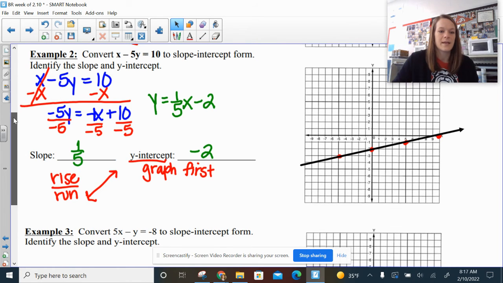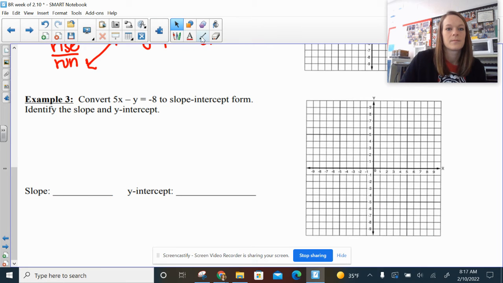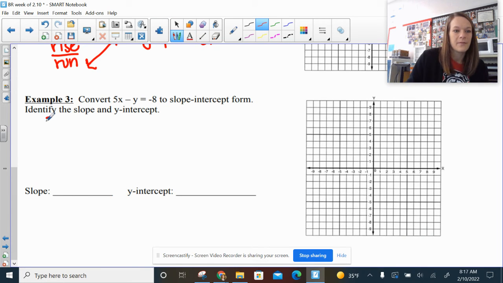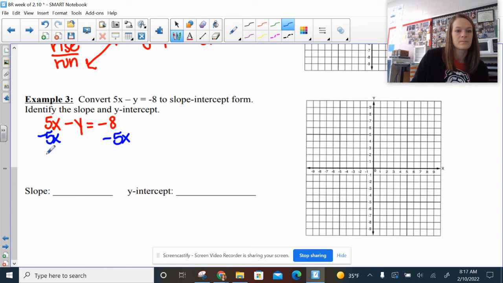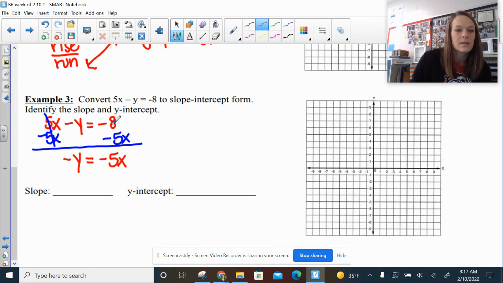Okay, so let's look at our last example. All right, we have 5x minus y equals negative 8. I have a positive 5x, so I'm going to start by subtracting 5x from both sides so that those will cancel. Now, don't forget to bring this negative with your y. And then negative 5x comes first. And minus 8 will come behind it.